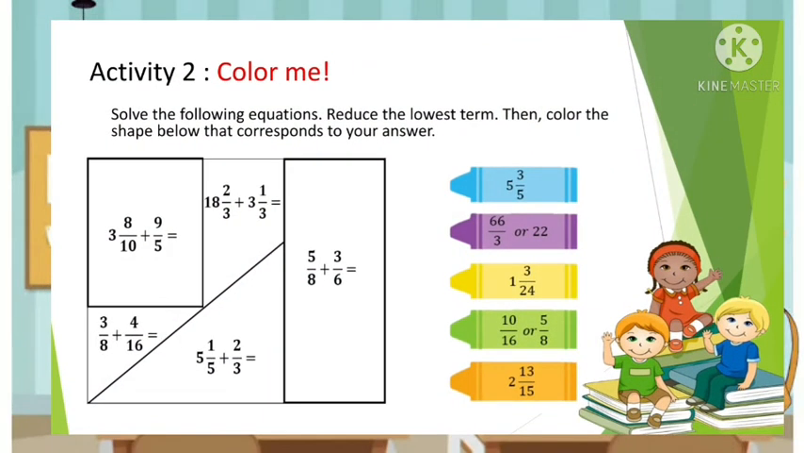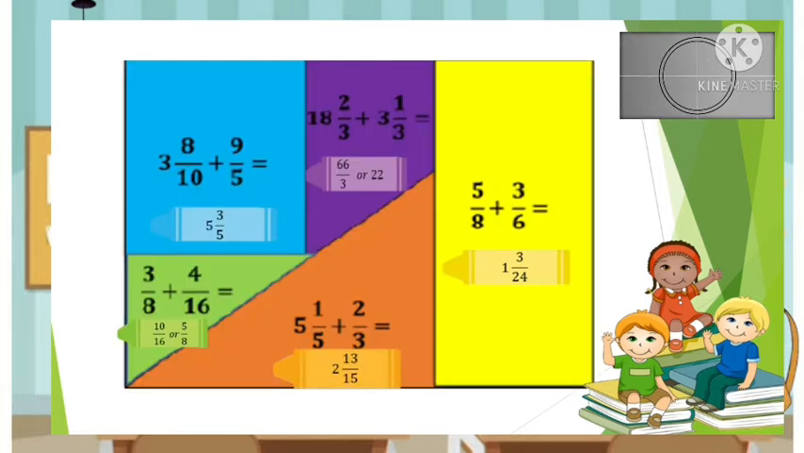Okay, class, another activity. I will give you 5 minutes to answer this, which is color me. Solve the following equations. Reduce to the lowest term, then color the shape below that corresponds to your answer. Start now, class. Okay, class, let us check your work.